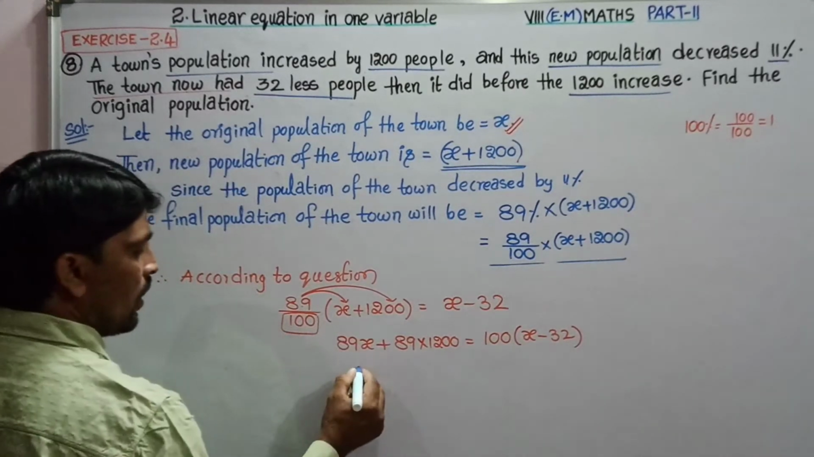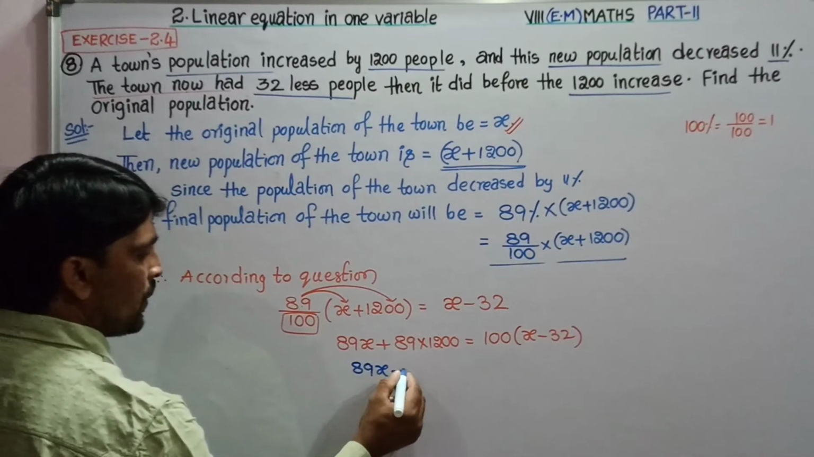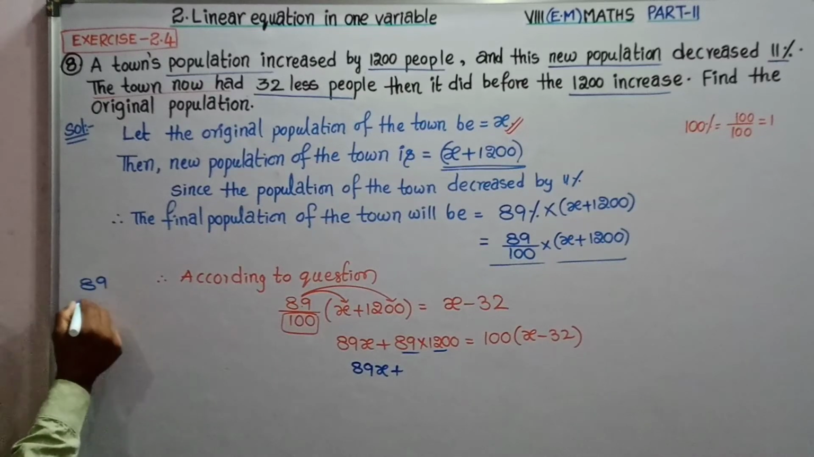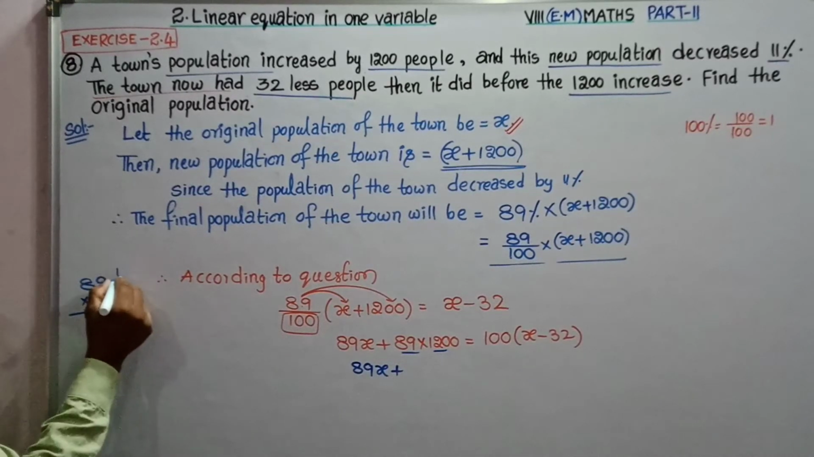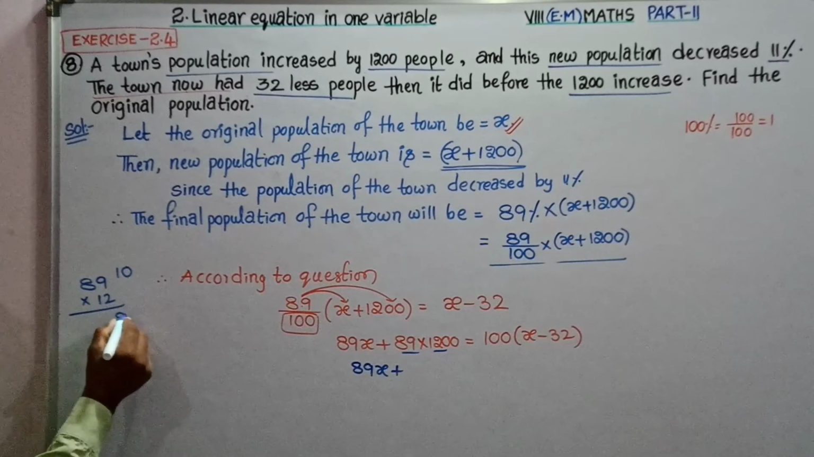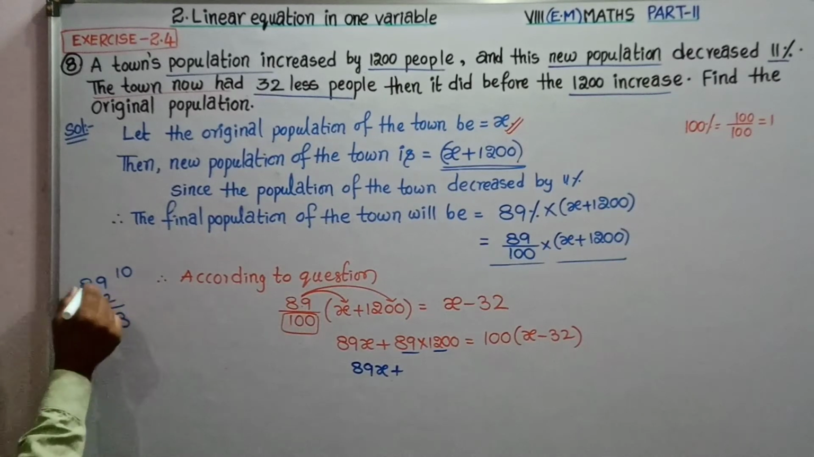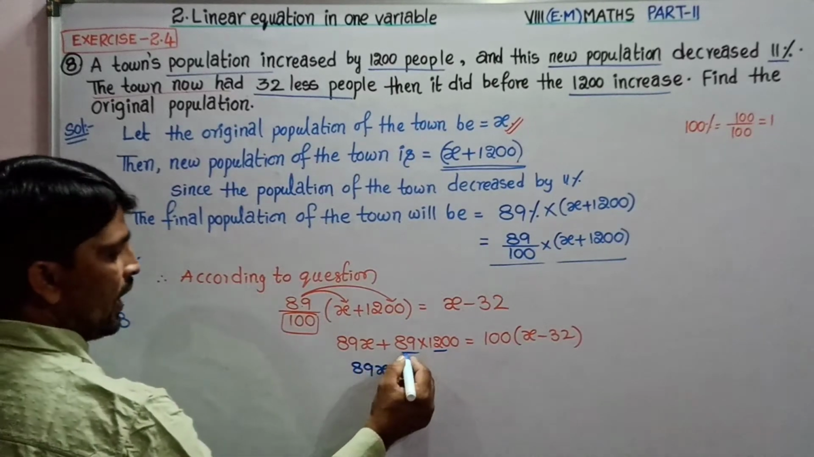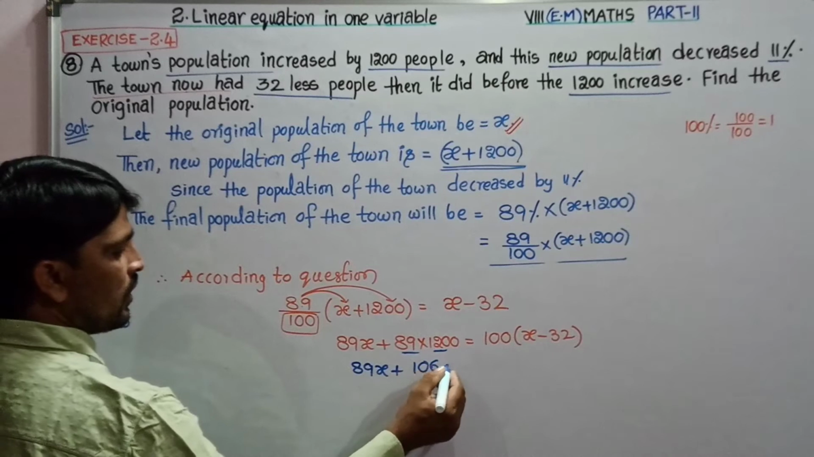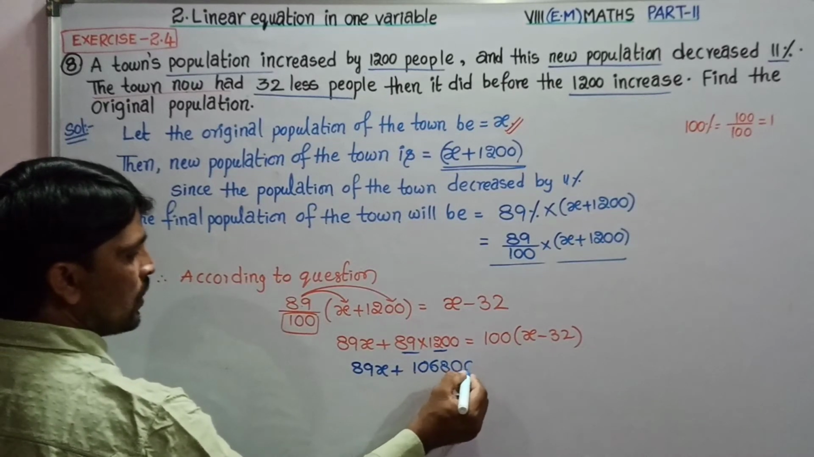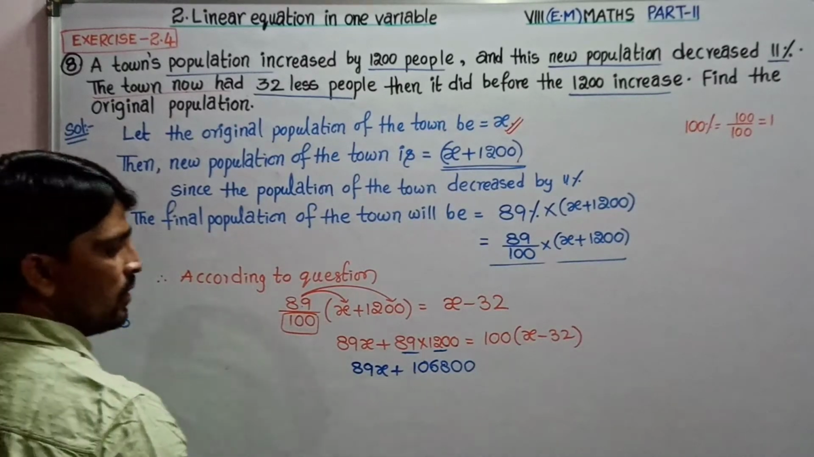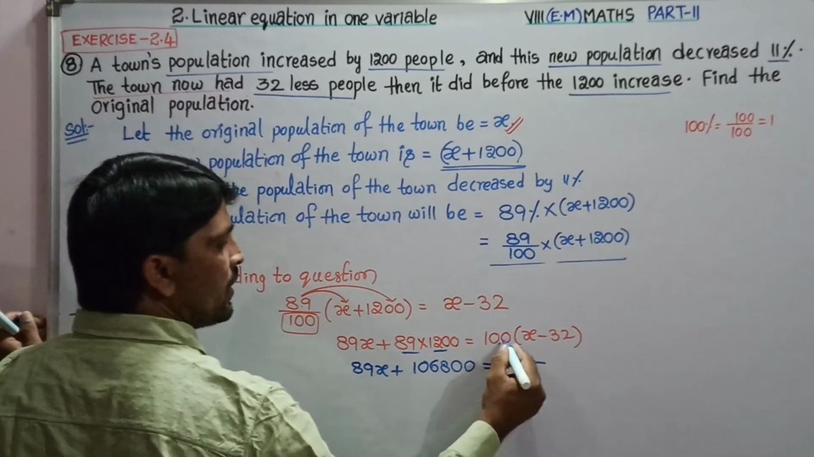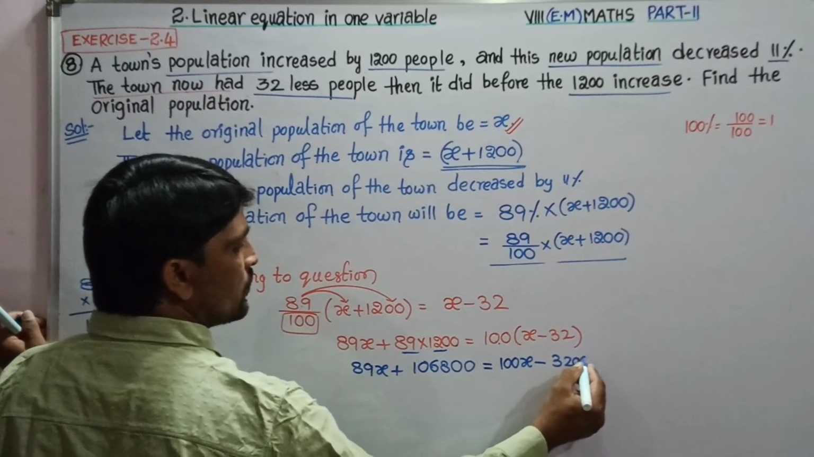That is 89x plus multiply 89 and 12. See here, 89 into 12. 12 nines are 108. 10 is carried forward, 8 is dropped. 12 eights are 96 plus 10, 106. So 89 into 12 is 1068 and we have 2 zeros here. So that is 1,06,800, which is equal to 100 into x, 100x minus 100 into 32, 3200.